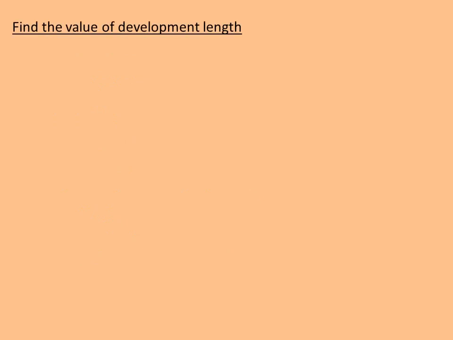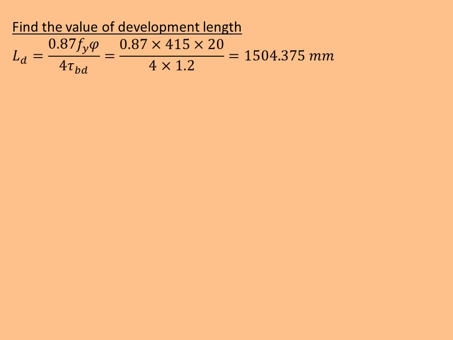Okay, now we find the value of development length. LD is equal to 0.87 Fy phi by 4 tau BD. Now this is actually to increase the tensile reinforcement strength, else chances of slipping is more. Now tau BD value is 1.2. Why? In the question, live load and dead load is given. Live load and we found dead load, right? Those are tensile loads. In the IS code, bond stresses, that is tau BD values, in tension is already given in the table, which for grade 20 it's 1.2, and we get development length 1504.375 mm.